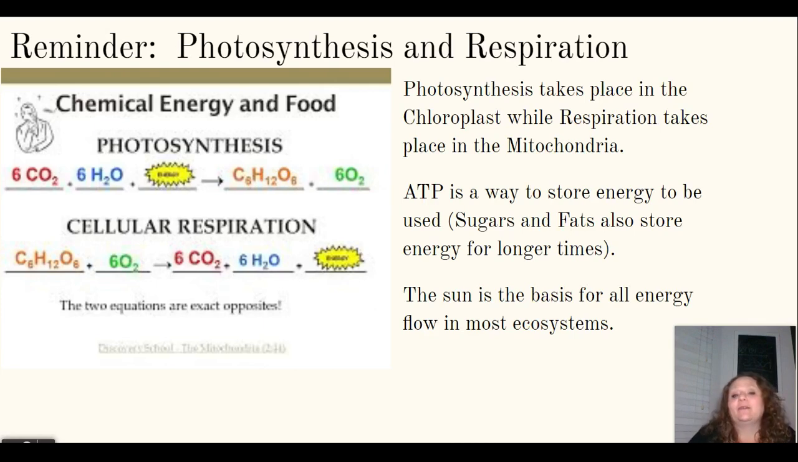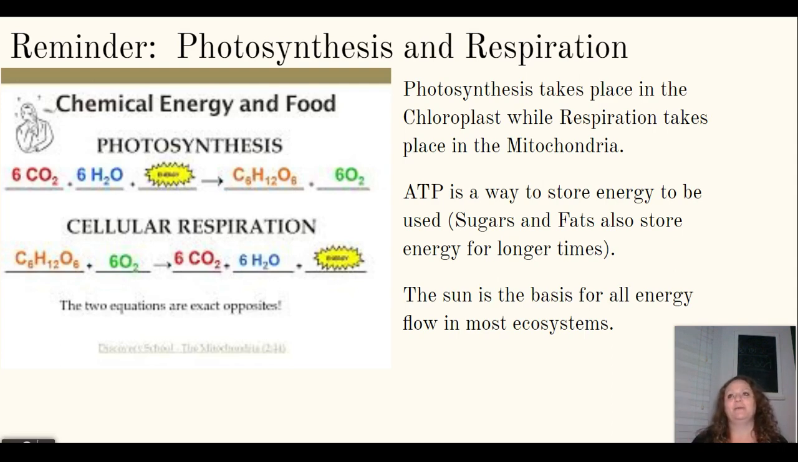Photosynthesis is going to take place in the chloroplast. Respiration takes place in the mitochondria. In bacteria, of course, that's a little different. It's actually all going to be taking place pretty much in the cytoplasm and along the cell membrane. ATP is a way that we store chemical energy. We can also store energy in sugars and fats, but only because they can then be used to produce ATP.